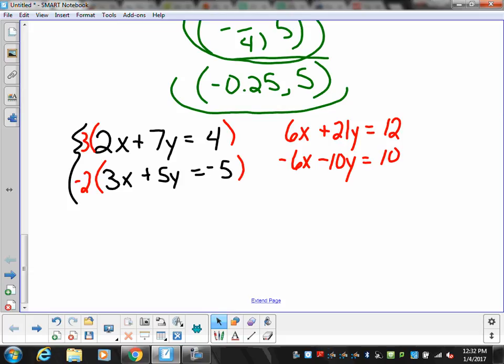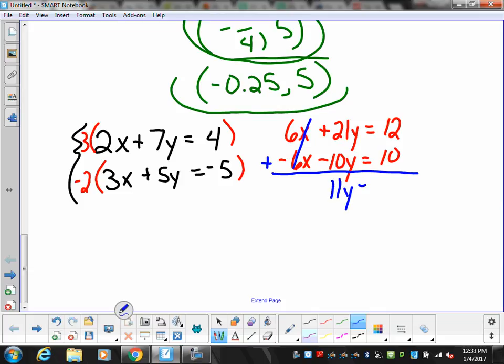Okay. So at this point now, I have 2 equations with opposite coefficients on the x. So at this point, I can add the equations together. Because when I do that, my 6x's cancel out. So 21y plus a negative 10y is 11y, and 12 plus 10 is 22.